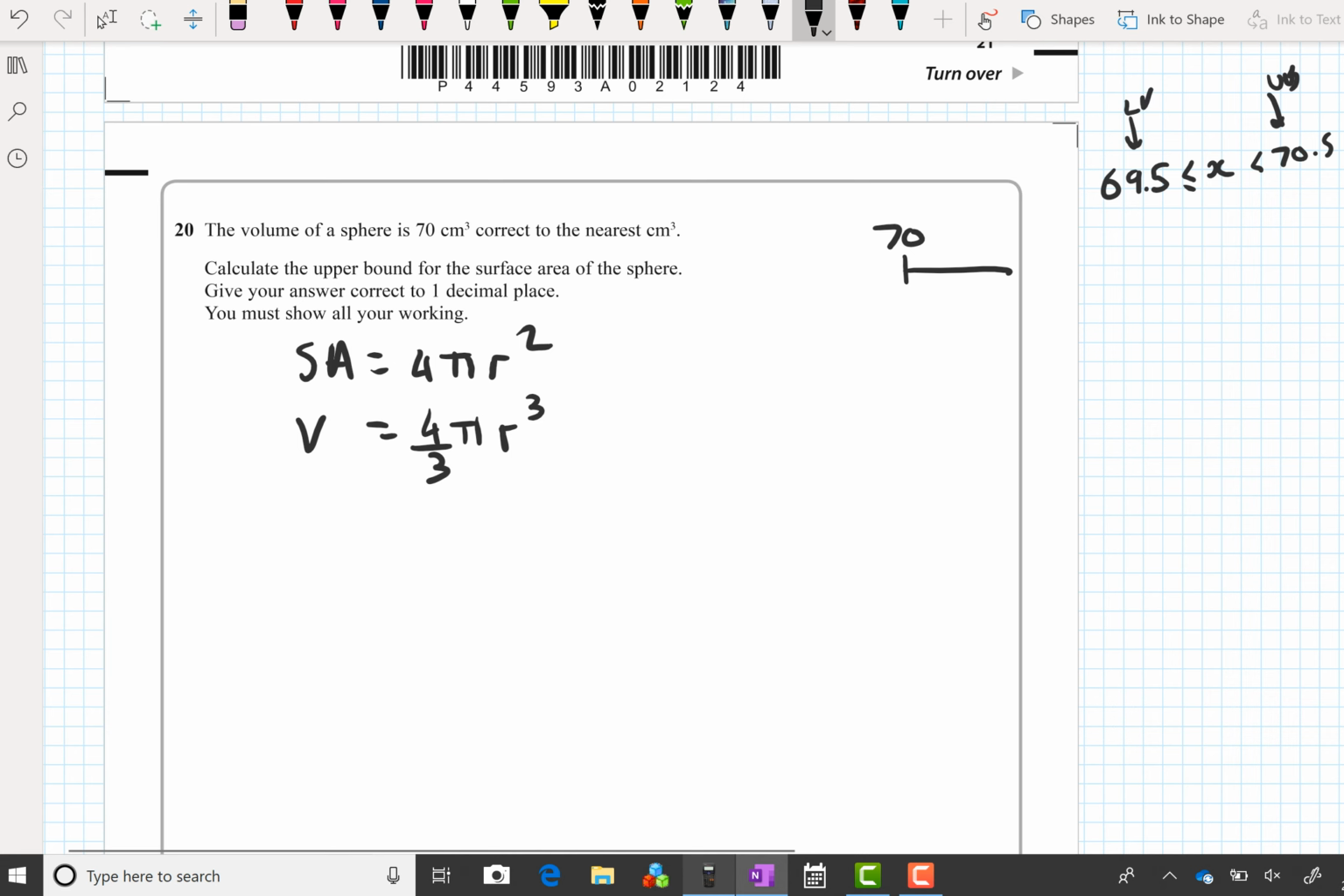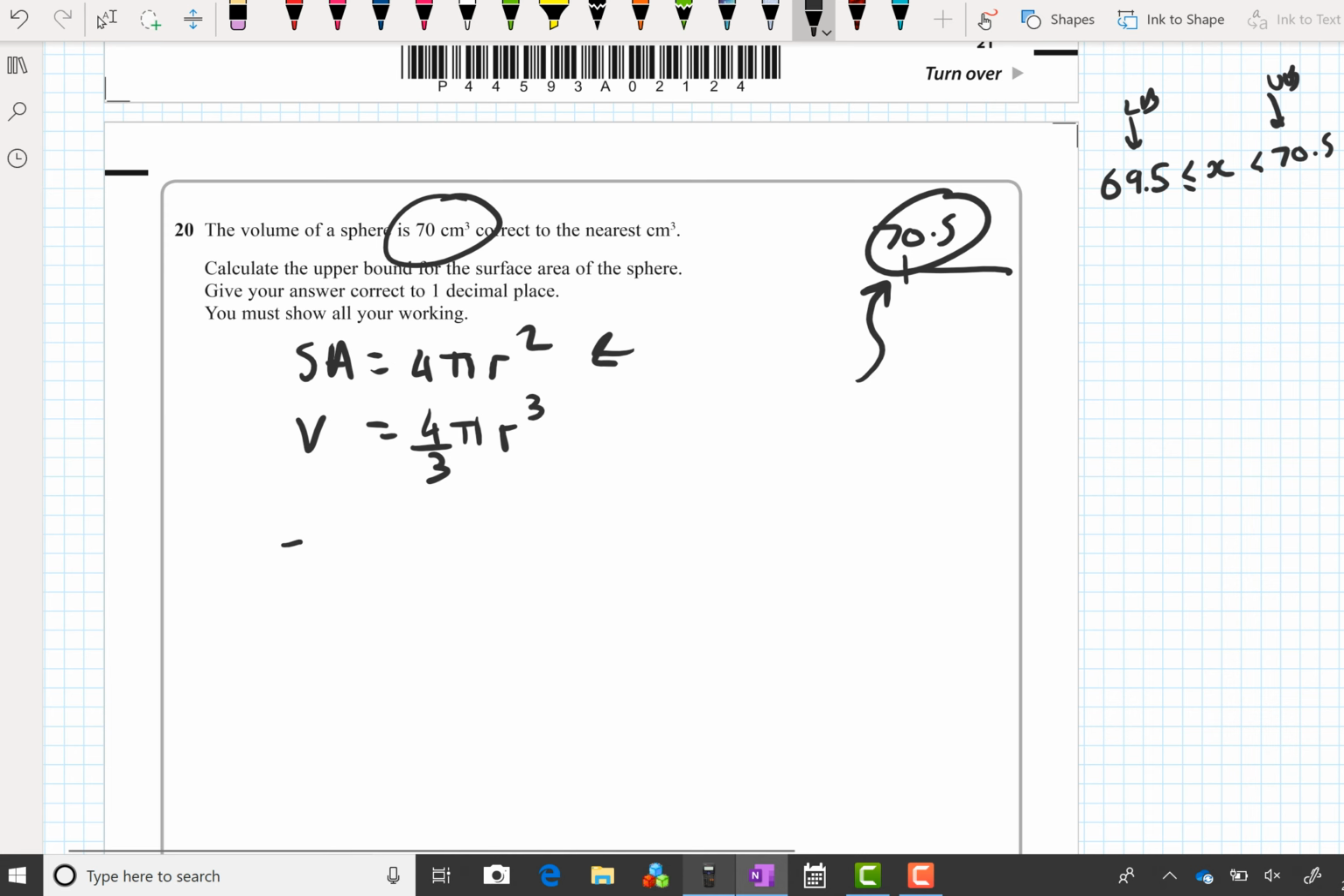I'm probably going to be using that value in here. Calculate the upper bound for the surface area of the sphere. So I need to get the surface area of the sphere. I need 4 pi, that's just a number, like 4 times 3 roughly. I need r squared to work this out. But what have I been given? I've been given the volume of the sphere is 70 centimetres cubed. I'm going to assume that's 70.5, but I'll keep it at 70 for now.